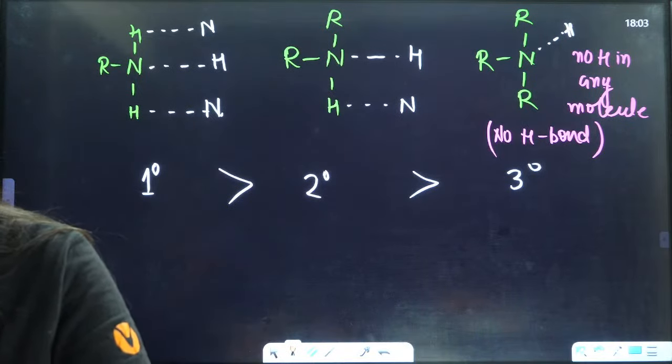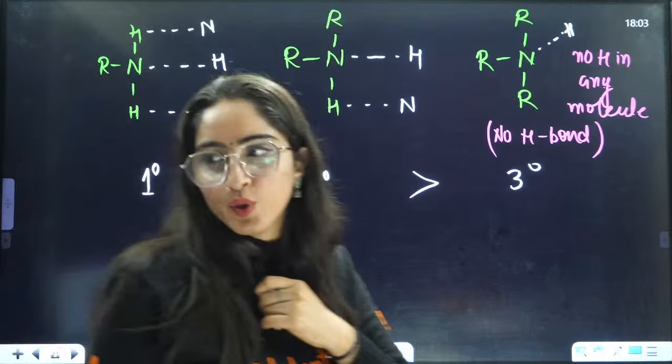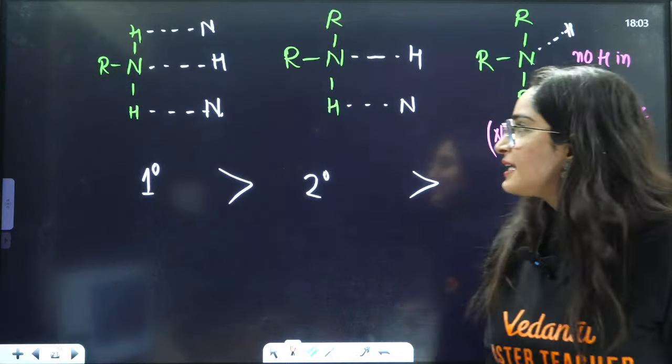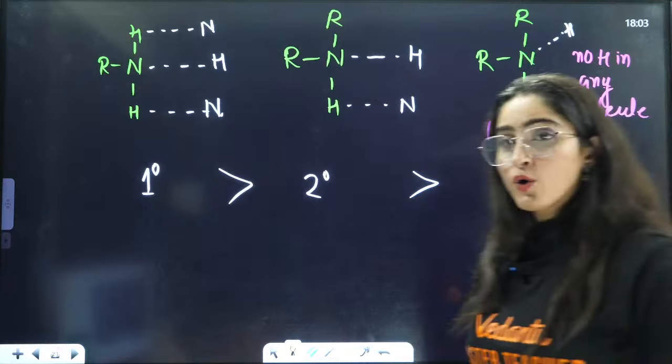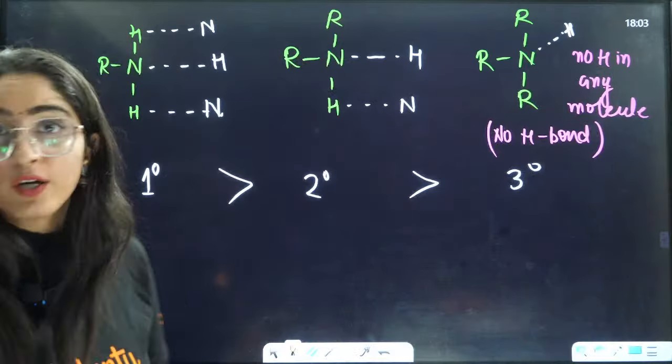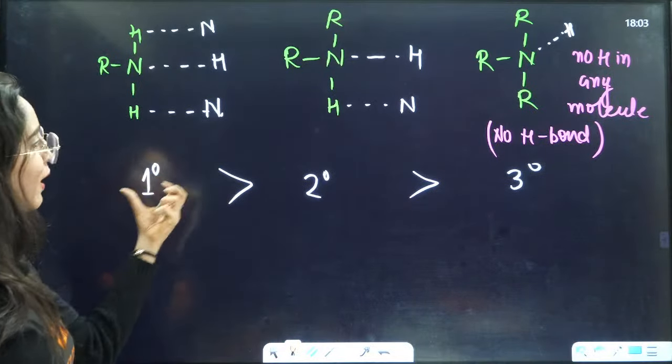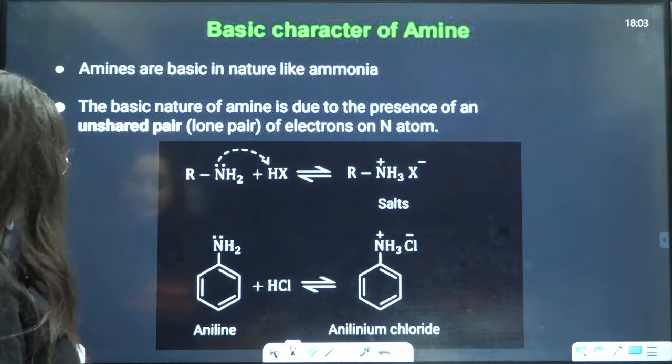Okay, Sindhuja, hello. Very happy to know that. So I hope you are able to clear all the concepts here, right? So that is why 1 degree, then 2 degree, then 3 degree, right?